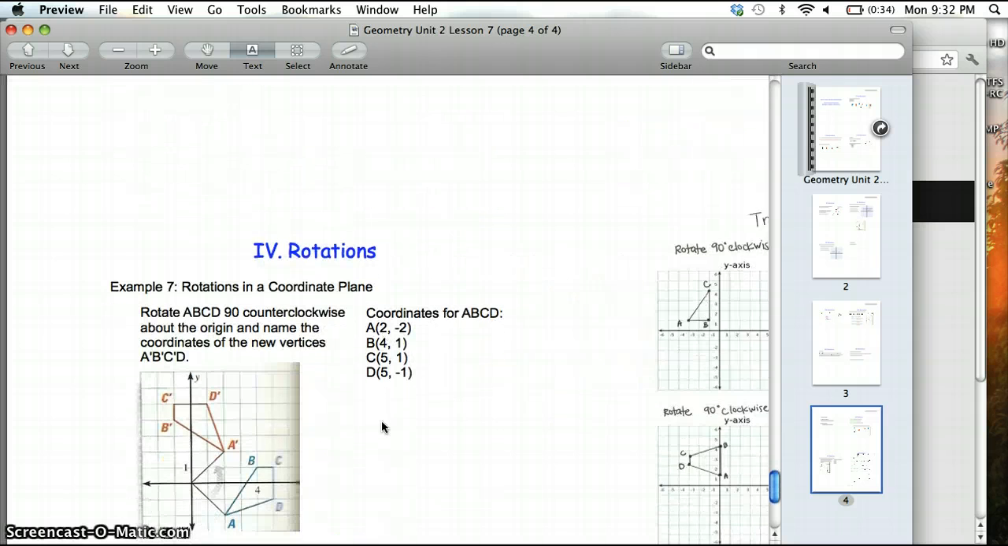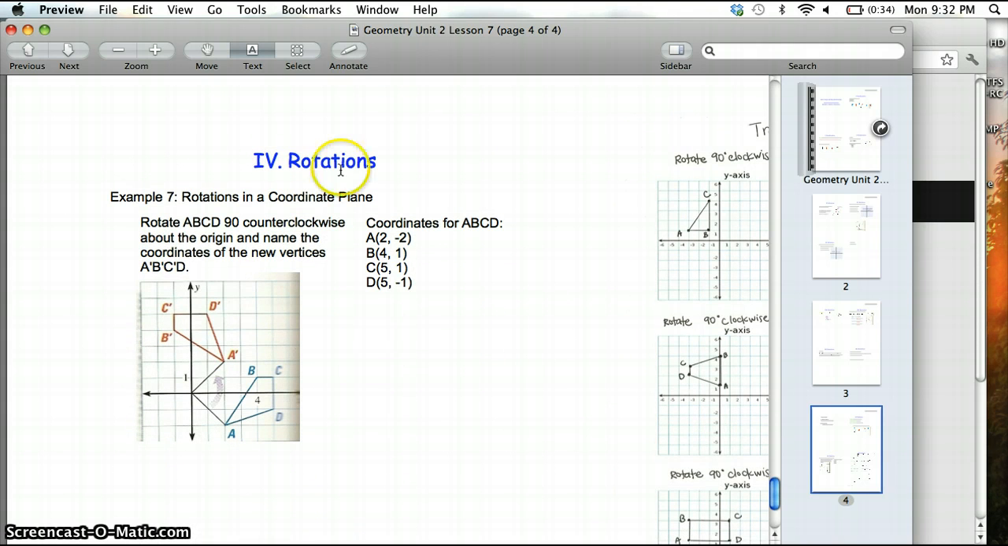Now let's look at an example. So the first example here is rotations in a coordinate plane. Rotate figure ABCD 90 degrees counterclockwise about the origin and name the coordinates of the new vertices A1, B1, C1, and D1. Now, here is our main figure, A, B, C, and D. And here are our coordinate points for A, B, C, and D. We've got (2, -2), (4, 1), (5, 1), and (5, -1).